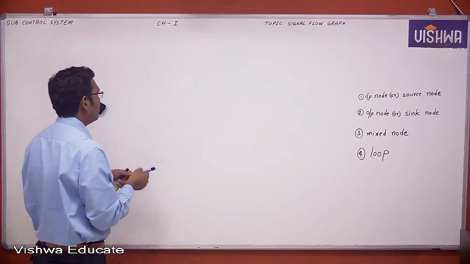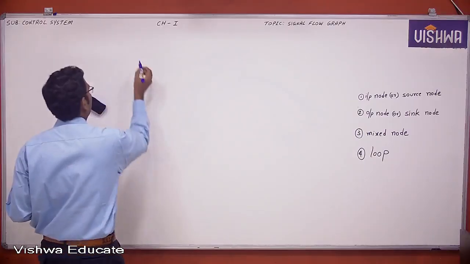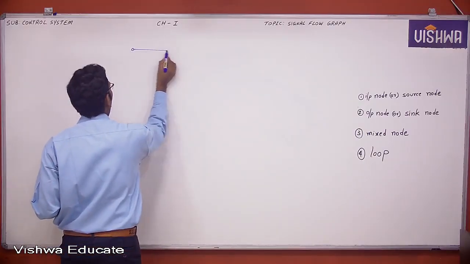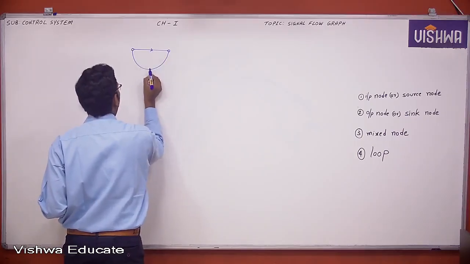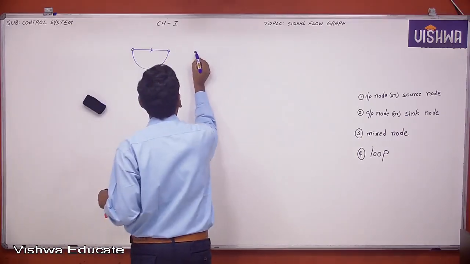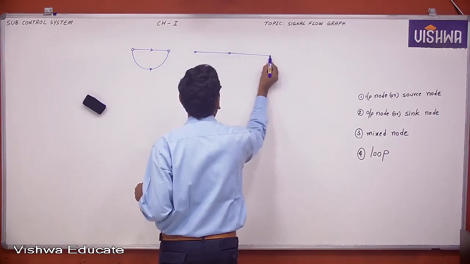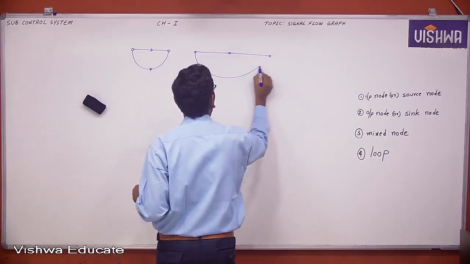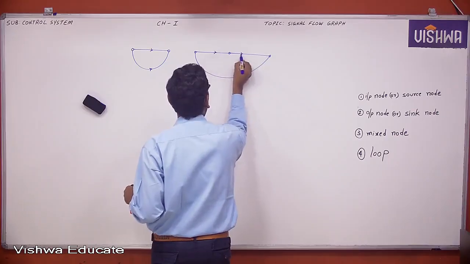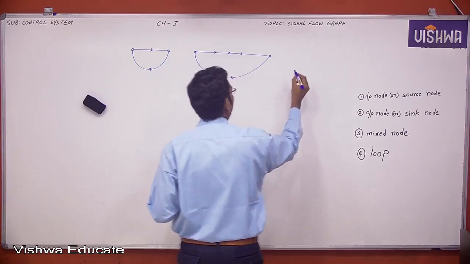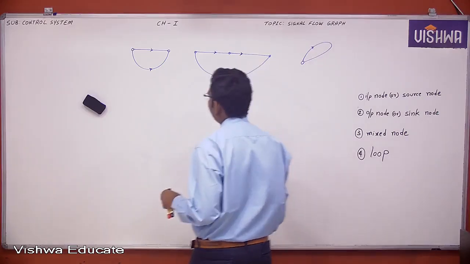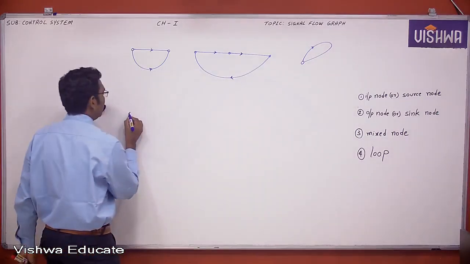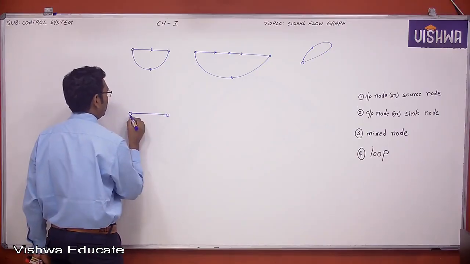So here I will give a few examples and you can easily understand. I am giving some valid and invalid loops. Try to understand the valid ones and the invalid ones. Here are a few valid and invalid loops, so try to identify which one is valid and which one is invalid.